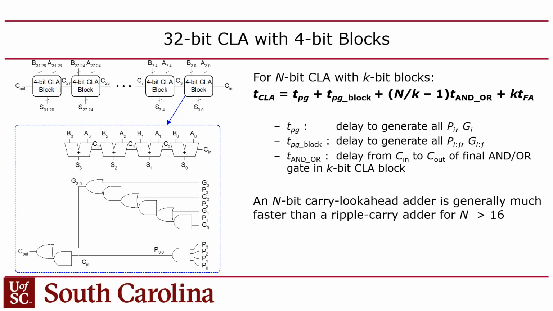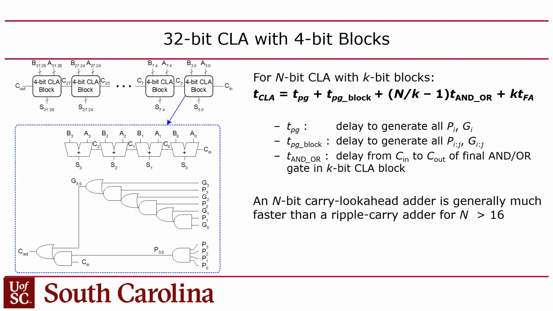But again, the reason it's k is because k, of course, is the block size, and once the carry in comes in here, you still have to ripple that carry through the 4 bits, right? And you can't do that until you've got all the carry outs. So that's why we have to add n divided by k minus 1 of this AND-OR, and then you have to add the final ripple carry through the 4-bit block. Make sense? You guys with me? Okay.